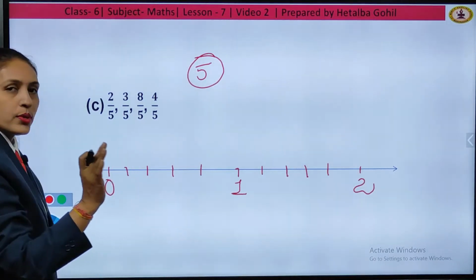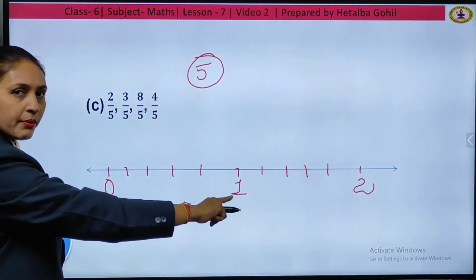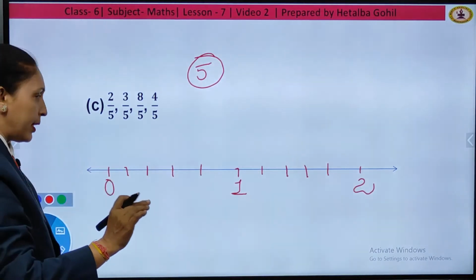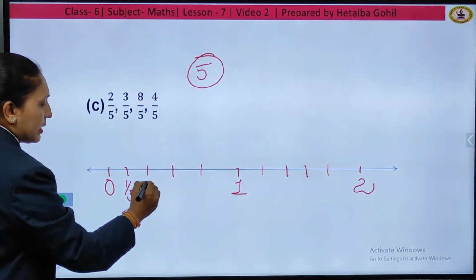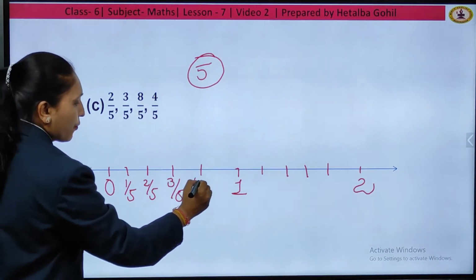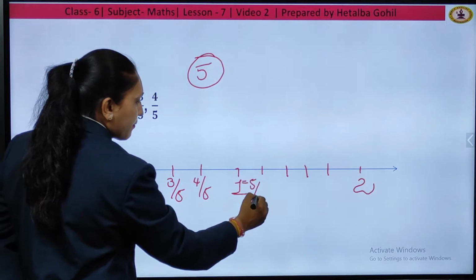Okay, you have to use the scale and make these parts equal. Here I don't have a scale to measure, but you have to use your scale and make equal parts of it. The first one after 0 will be 1 by 5. This is 2 by 5. This is 3 by 5. 4 by 5. 1 is equal to 5 by 5.